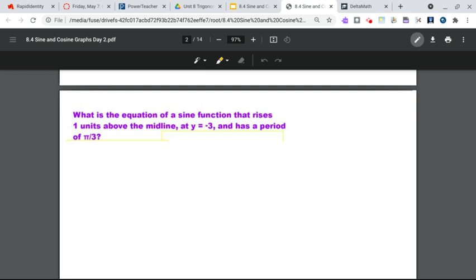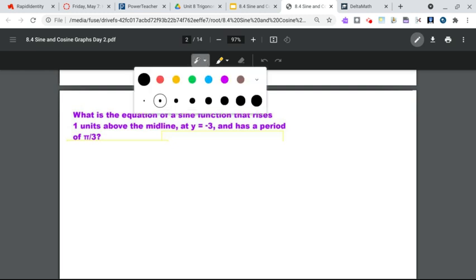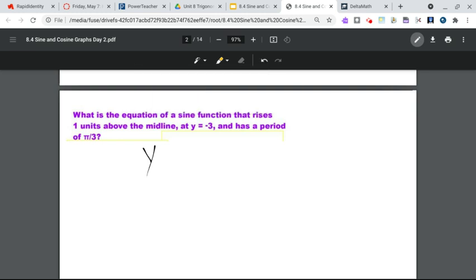Okay? So the first question says, what is the equation of a sine function that rises 1 unit above the midline at y equals -3 and has a period of pi over 3? So let's first start with just your basic form. Y equals a sine bx. I'm not going to do the phase shift. I'm just going to do bx and then plus d.